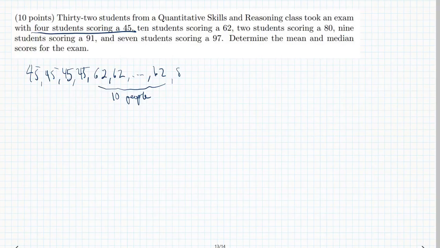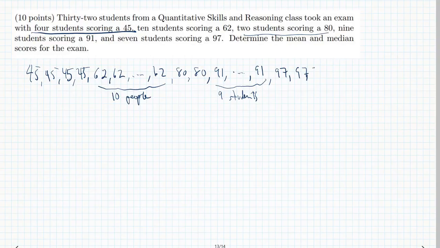Okay, then 2 students score an 80. I can rewrite this one and get all that. So 2 students scoring an 80, 9 students scoring a 91, and then 7 students scoring a 97. I'll actually reluctantly write out all these. 3, 4, 5, 6, and 7.